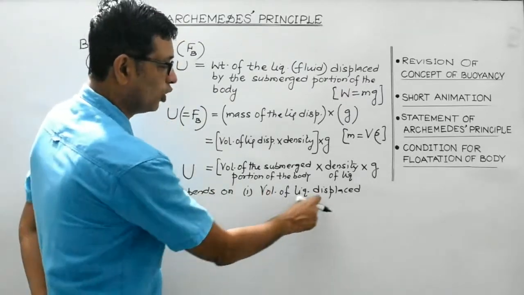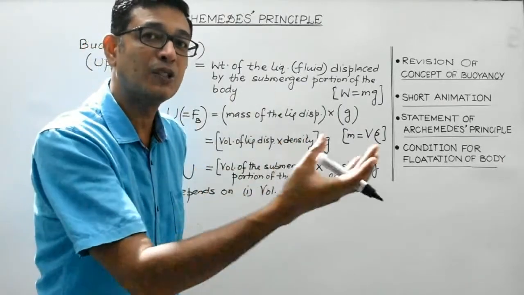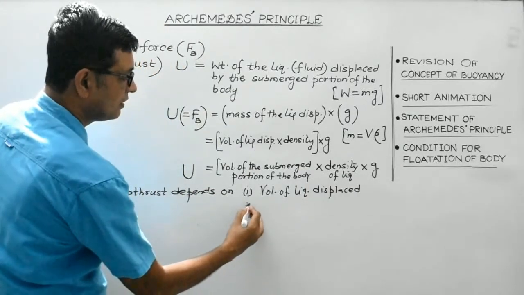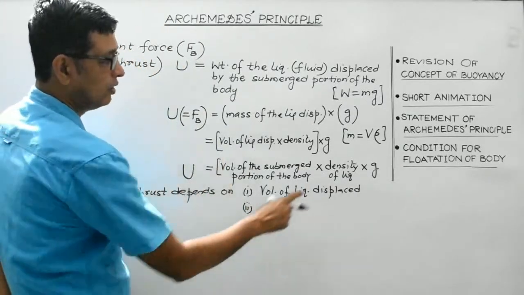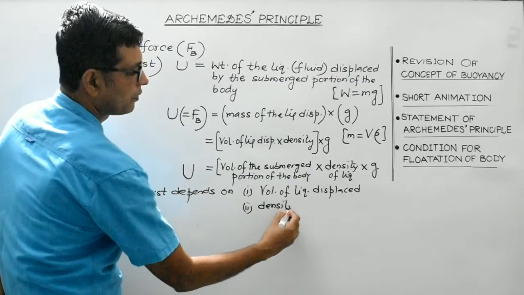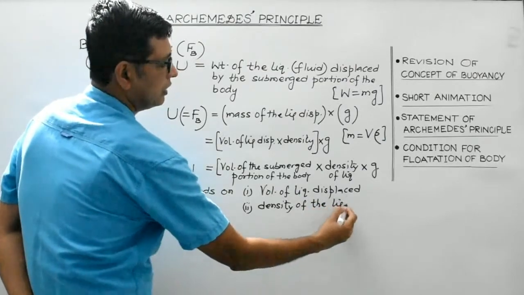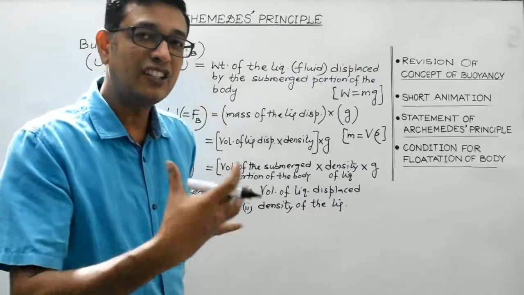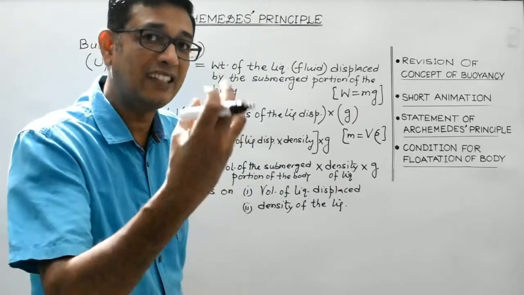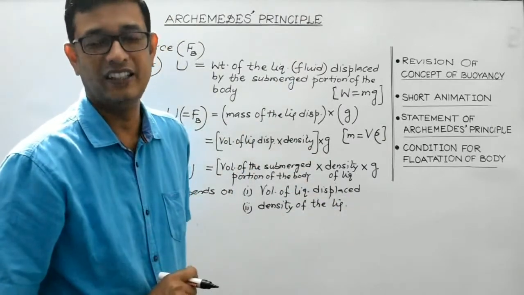And as I told you, the volume of the liquid displaced is equal to the volume of the submerged portion of the body inside the liquid, right? And second, it also depends upon the density of the liquid. So the denser the liquid is, more will be the upthrust or upward force exerted by that denser liquid on the body which is immersed in it.